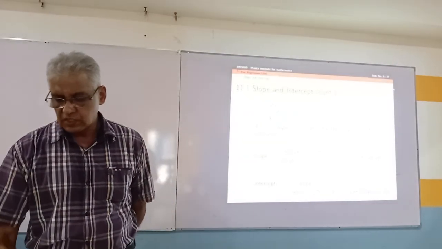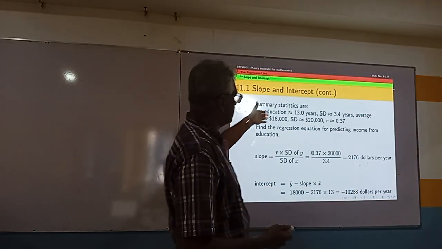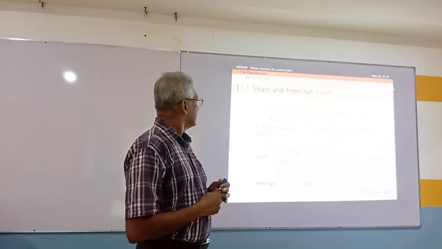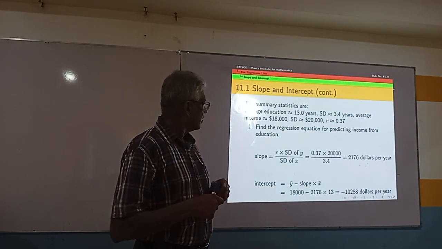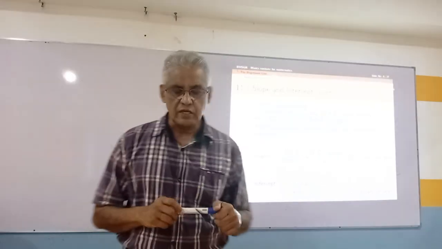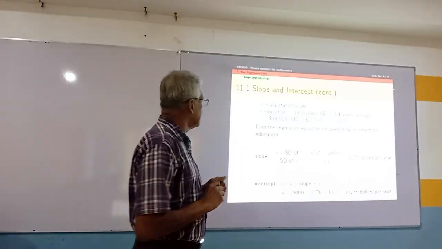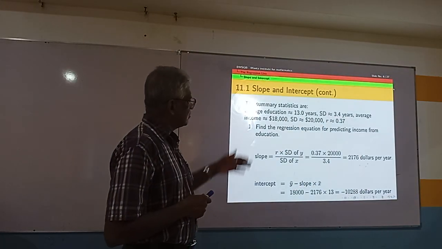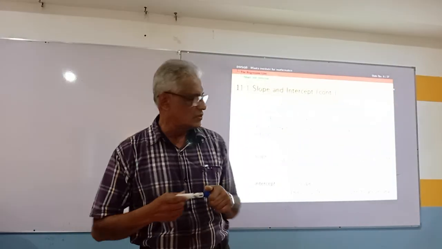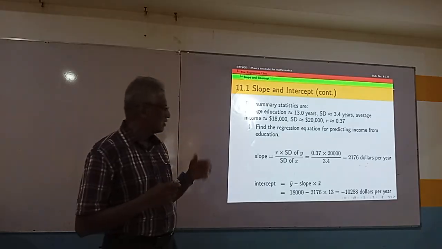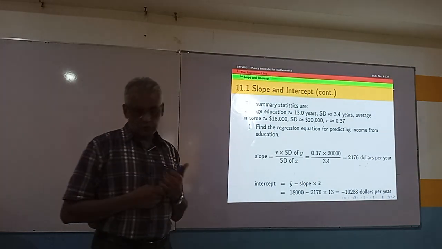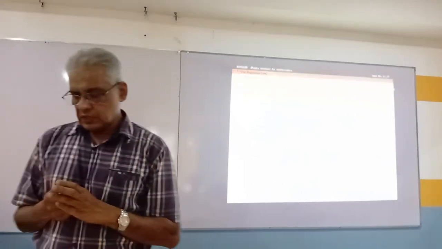So for this, we have the sample mean value for x and y. So this is the income versus the education, the amount of education, level of education. Once you know the standard deviations and the averages, of course you can easily find out the slope and the intercept using the formulas. So thereby you have the regression formula.